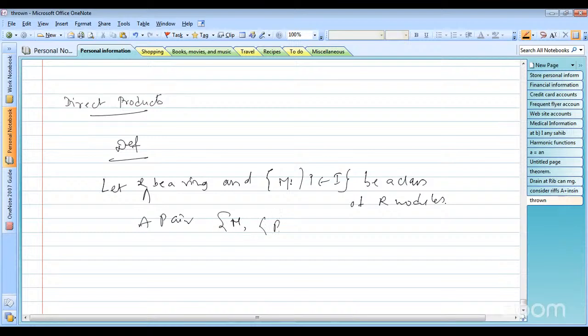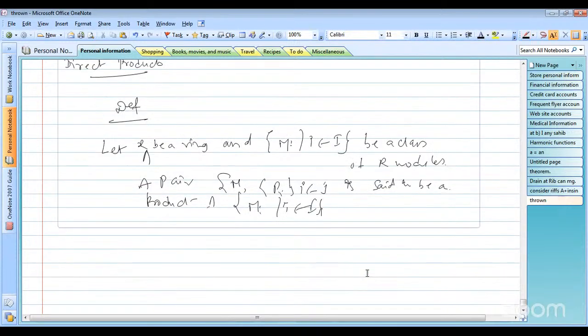A pair (M, Pi), i belongs to I, is said to be a product of Mi, i belongs to I, if the following are satisfied. What are the following conditions we are taking here? Mi belongs to R-module, we know that i belongs to I. That means small i values in the big I, the values will be there. So therefore, the first condition is M is an R-module.